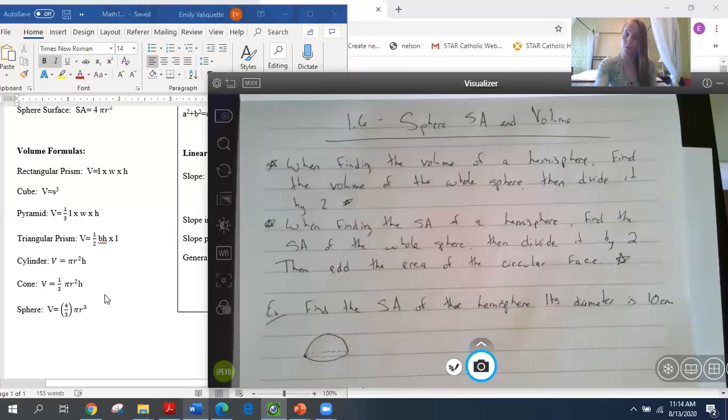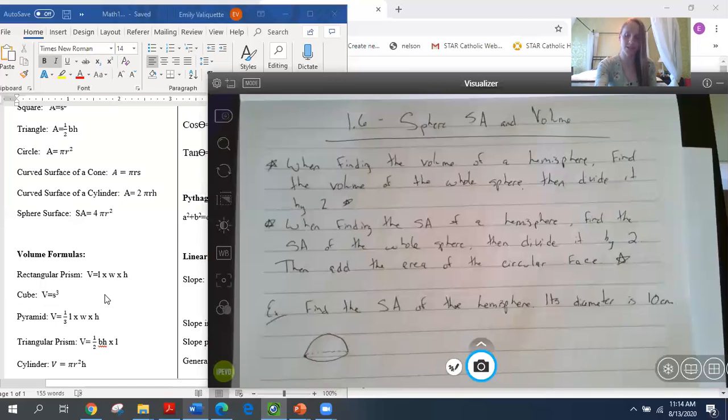You'll notice that there is no formula on your formula sheet for hemispheres. If you need to find the volume of a hemisphere, you just find the volume of the entire sphere and then divide it by 2 to get the hemisphere. When you are finding the surface area of a hemisphere, once again, just find the surface area of a whole sphere and then divide it in half to get the outside part of the hemisphere's surface area. But in order to get the base, the circular part at the bottom, you do also need to add the area of that circular face.